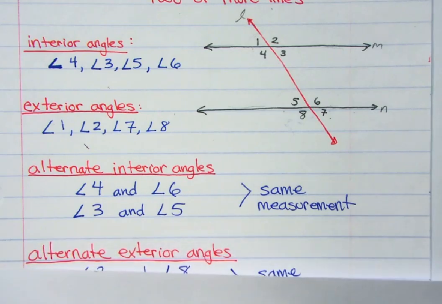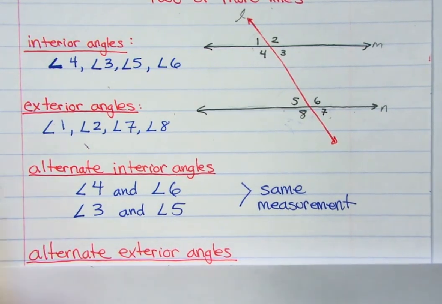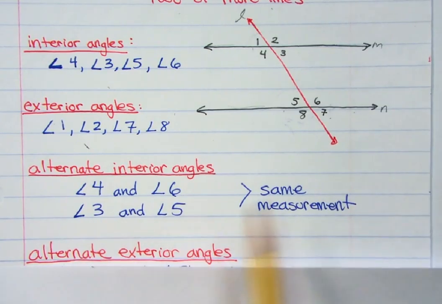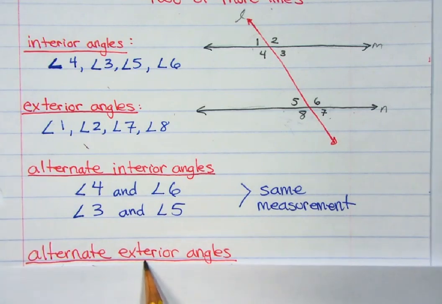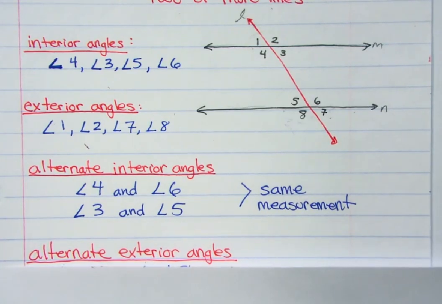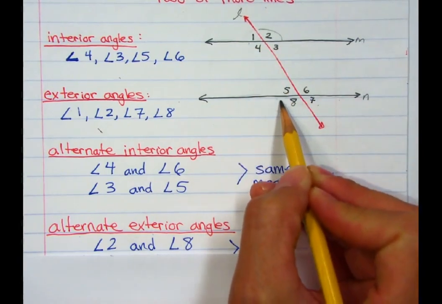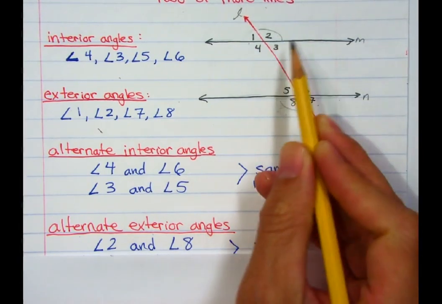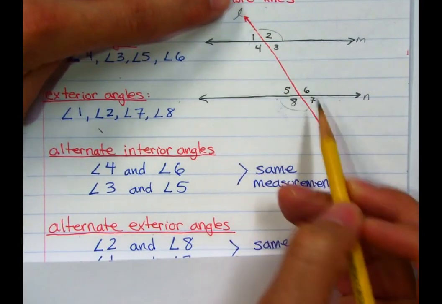All right, that brings me to alternate exterior angles. Just like the one before, it's going to be alternate, so one's going to be on the left, one's on the right of the transversal. And this time they're going to be exterior, outside of the parallel lines. So in this example, angle 2 and angle 8. One's on the left, one's on the right, and they're outside of the parallel lines.